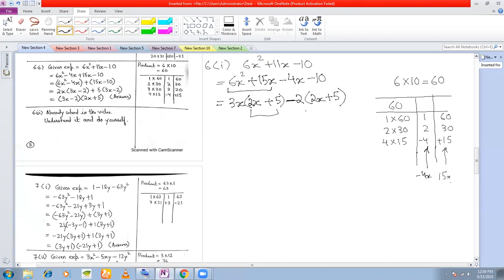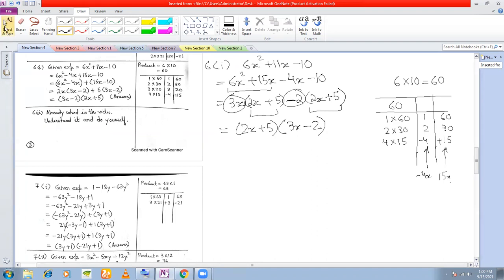Now do we have 2x plus 5 and 2x plus 5 here? Yes, we have. So therefore, the middle term factorization is correct. So I take out 2x plus 5. What am I left with? Can anyone tell me what I am left with? Sir, 3x minus 2. Yes. So I'm left with this 3x, and I'm left with this minus 2. That's it.